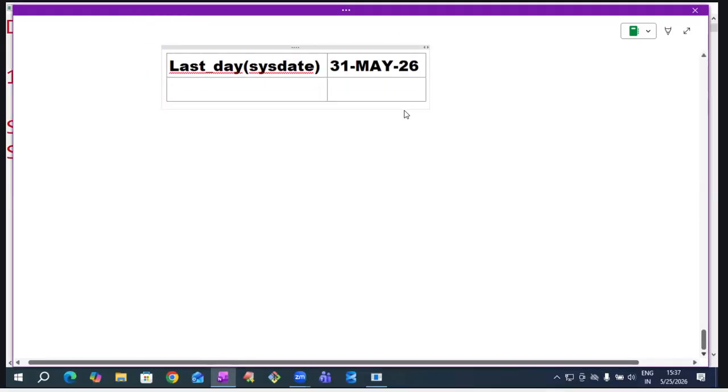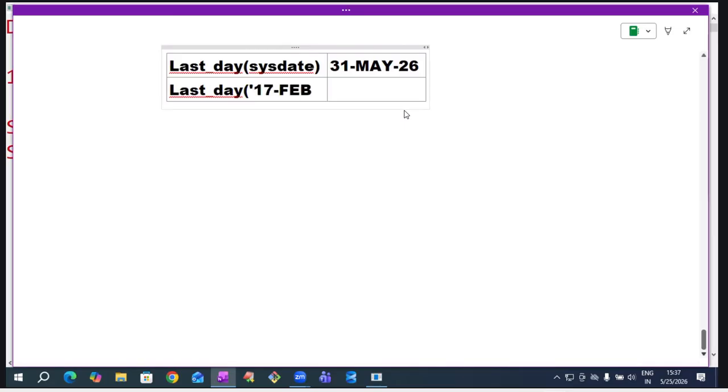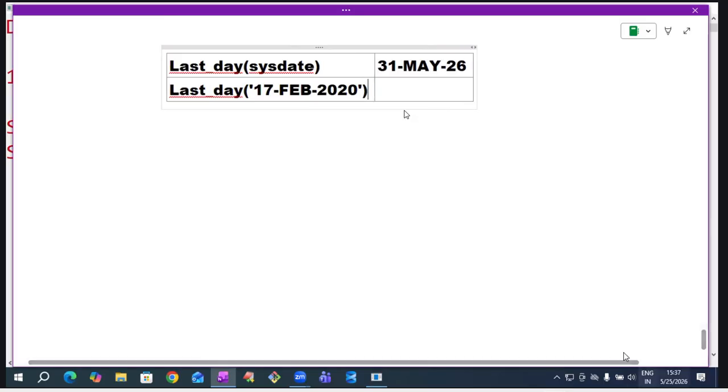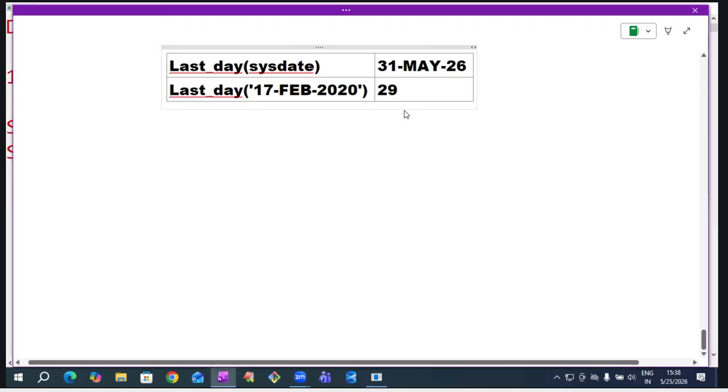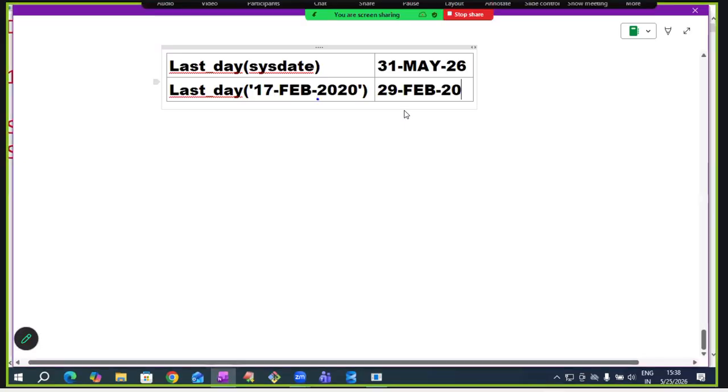Suppose I write like this, last day of 17 Feb 2020. 2020 is a leap year. In the February month, I get the last date. In February 2020, the last date is 29 Feb 2020. Like this. So to get the last date in the month, this date falls under February 2020. In February 2020, we get the last date.